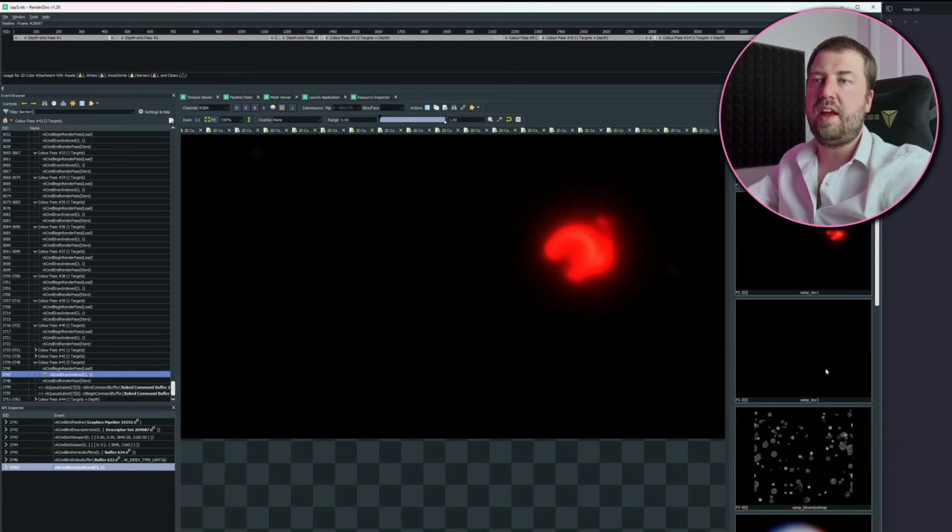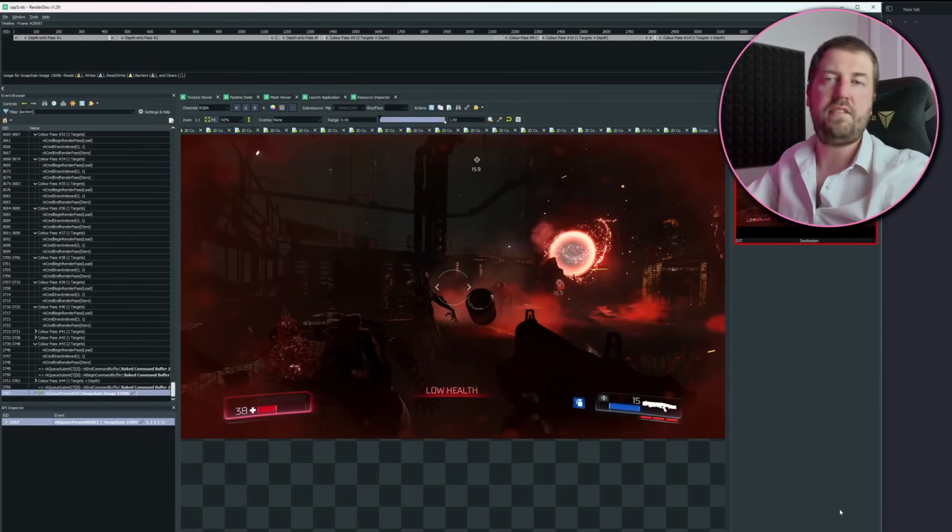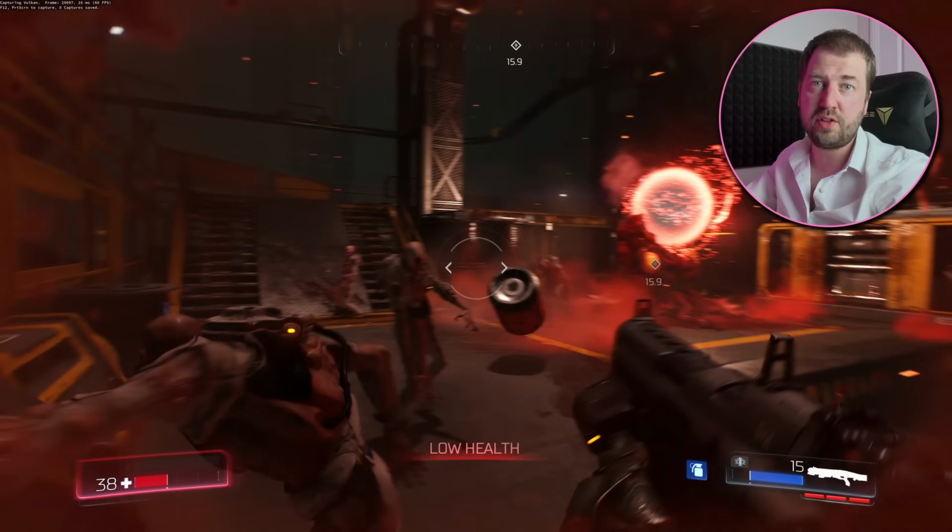All our post-processing effects, including color correction, are now all combined together. And finally, our UI is composited on top of the final image. That's a lot of work that goes into a single frame, and it's being done 60 times a second.